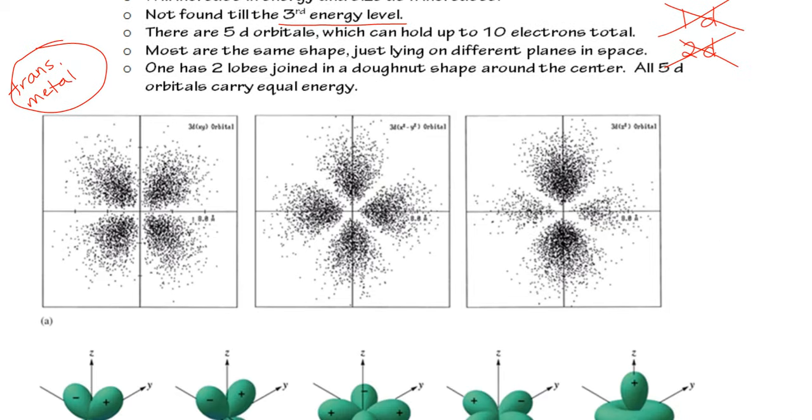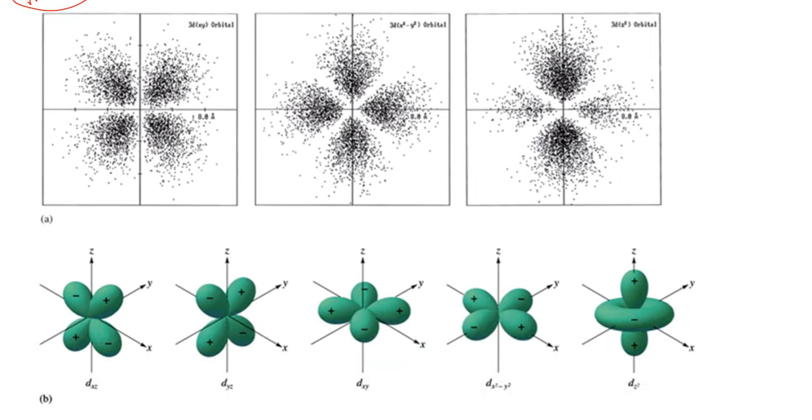And so again, they all have, well, for the most part, the same general shape. Just this guy on the end. Sometimes this one's called the donut orbital, where 2 of the lobes kind of join in a ring around the center. But they're all equal energy. Even the donut orbital carries the same amount of energy as the rest of them. Most of them have these 4 lobes. They're high energy orbitals, not found till the 3rd energy level. They're just lying on a different plane in space.